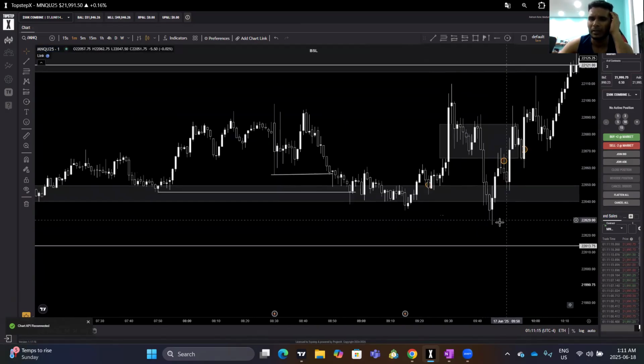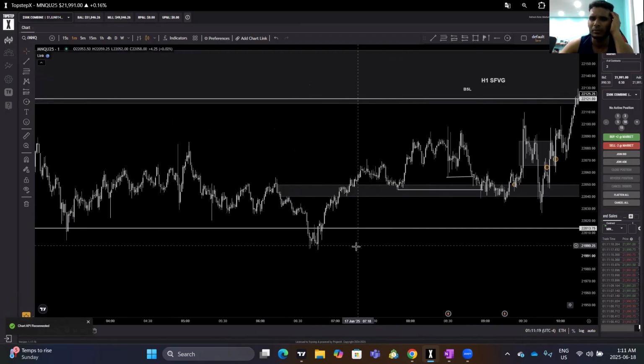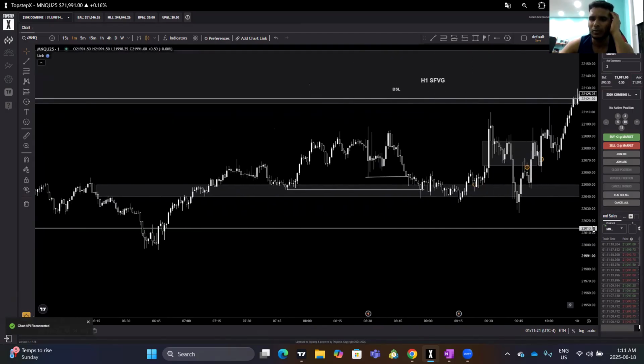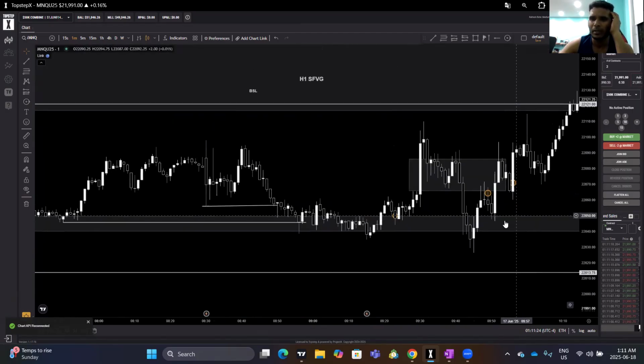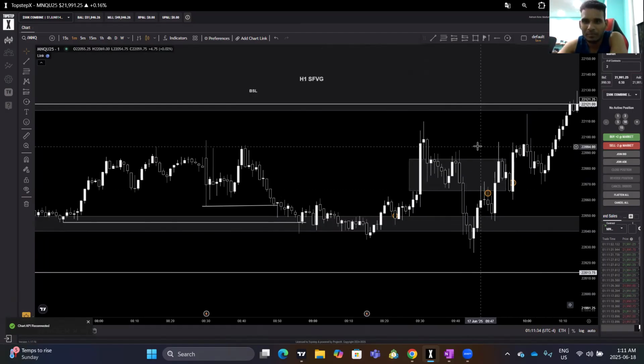Sell entry. Targeting this is going to be my low hanging fruit. I targeted this low. This was my target for the day. But unfortunately, I got ran through, the fair value gap didn't hold. I kept my stop here, and once the candle started coming up, I manually moved my stop loss to this point, which is one of the worst things I can ever do.